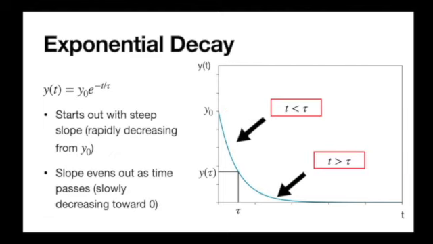So again, just another restatement of the things I said out loud, but we transition from early times before tau to late times after tau. It gets shallower and shallower, the slope decreases towards 0.